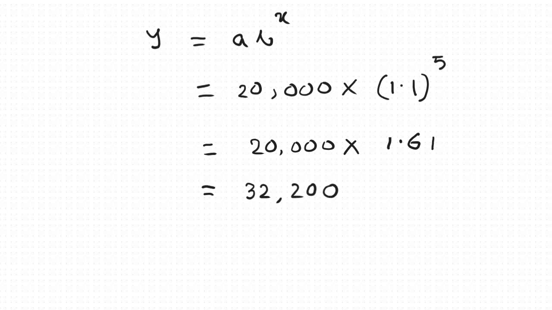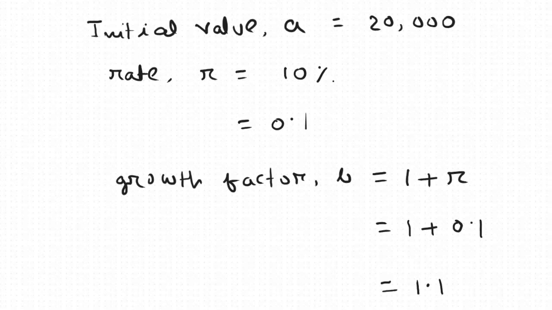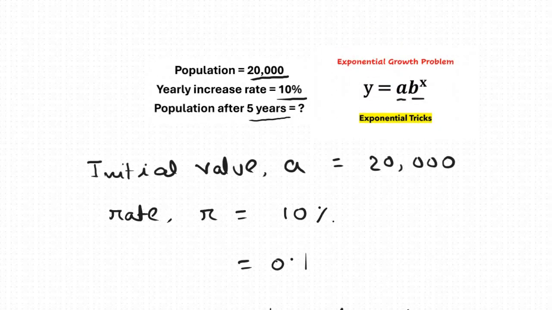32,200. So this is our result, which is the number of people or the population after 5 years. So we got our result from this problem by using exponential growth equation.